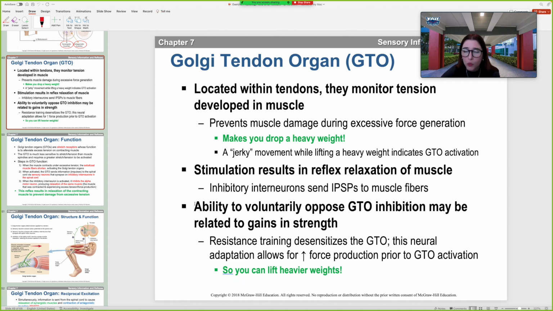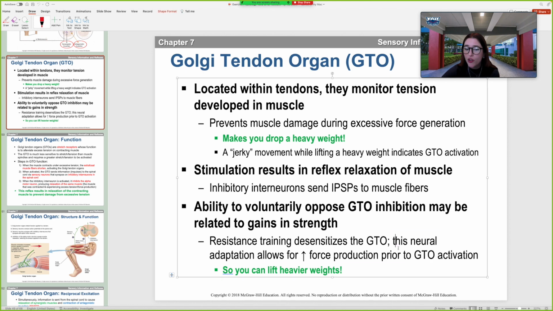So what's interesting though is with resistance training, we can actually oppose the GTO. With resistance training, we kind of desensitize the GTO, so it's not so on alert, right? If we lift something really heavy, our GTO goes, whoa, whoa, whoa, this is too heavy. We need to relax this muscle, put that down. But if you resistance train, it becomes less sensitized. It goes, you know what? I think we could lift some extra weight. I think we're okay. It becomes a little less sensitive, right?